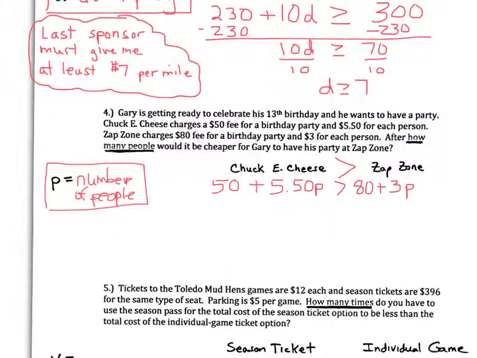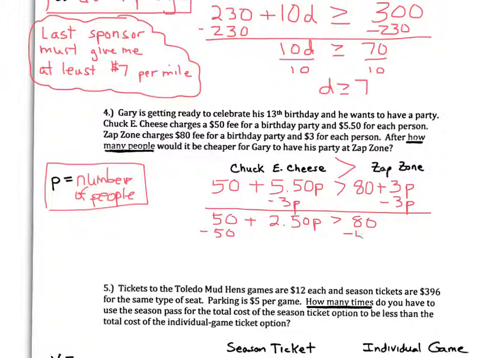Okay, that's the hard part right there. Hopefully solving is easy. Let's subtract 3p so we get all the p's on one side. That leaves you with 50. 5.50p minus 3p would be 2.50p. We still have 80 over on the other side. Subtract 50 from both sides of the inequality. You have 2.50p is greater than 30. And then divide by $2.50. And you get p is greater than 12. So that means Gary needs to invite more than 12 people to save money at Zap Zone.